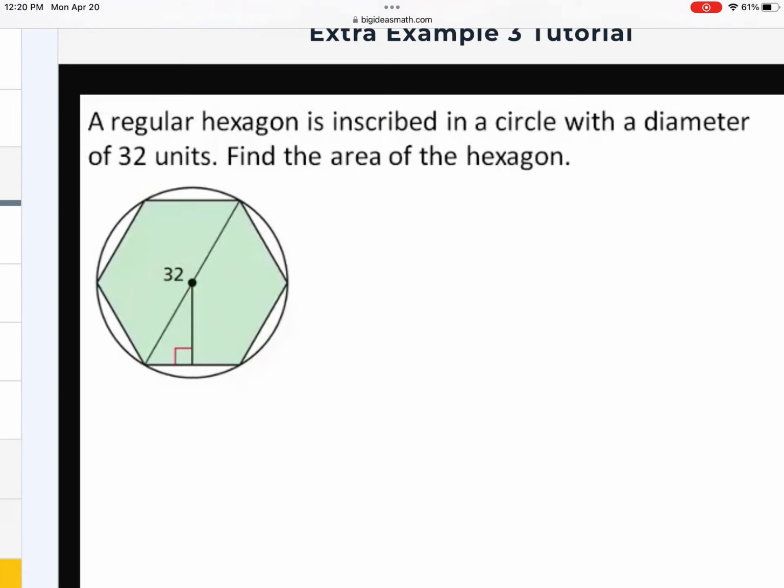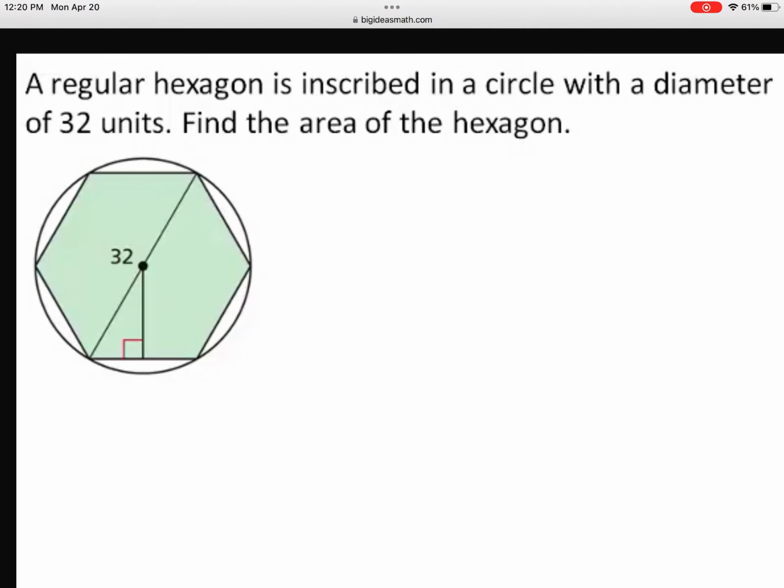A regular hexagon is inscribed in a circle with a diameter of 32 units. Find the area of the hexagon. Notice that the radius is 16 units, and the central angle equals 360 degrees divided by 6, which equals 60 degrees. Notice that the segment from the base of the hexagon to the center of the circle is an apothem, so the top angle in the right triangle shown is a 30-degree angle.